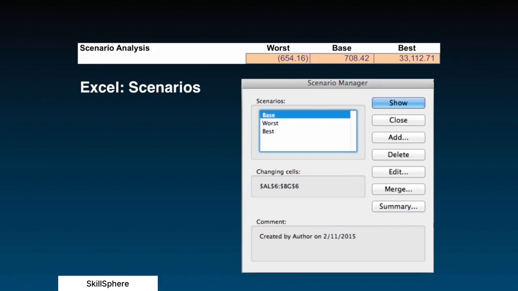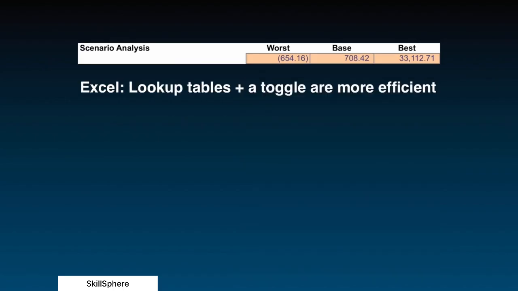Now, how did I do this? I just used scenarios in Excel. That's one way to do it. That's how I initially did it. But that's actually really inefficient. A much better way is to set up a lookup table and a toggle that you can just switch all the parameters between. Much more efficient.